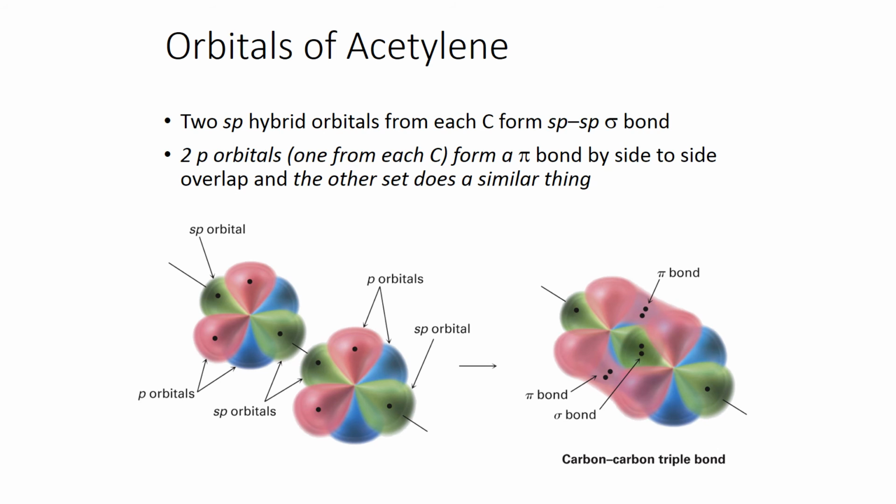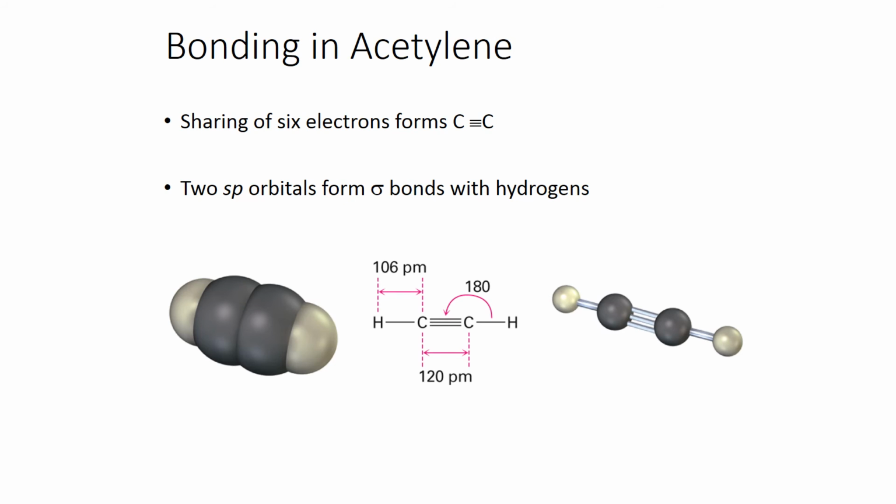So what you end up with is an sp to hydrogen sigma bond here, an sp to hydrogen sigma bond here. And what do we have in here? We have a sigma bond that is formed by an sp to sp overlap, and then one of those extra bonds is a pi orbital, and the other bond there is a pi orbital. So there are two pi orbitals with a sigma bond.